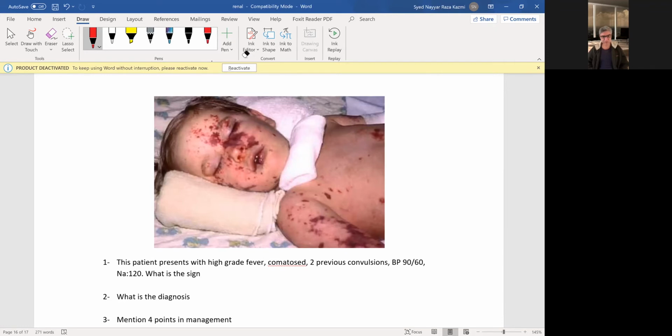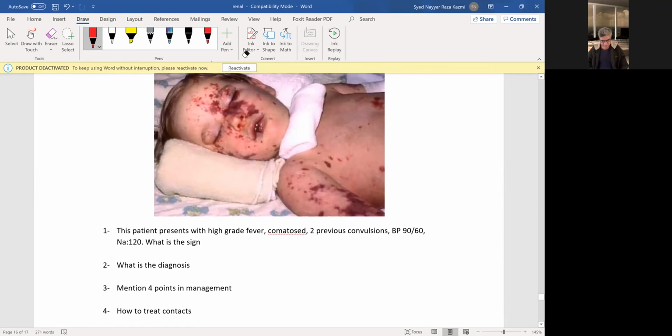Mention 4 points in management. Obviously this is a medical emergency. This child needs IV fluids. This child needs IV antibiotics. This child needs supportive treatment in the form of oxygen and supportive therapy. And this child would need intensive care treatment, maybe even steroids if he's going into an adrenal crisis.